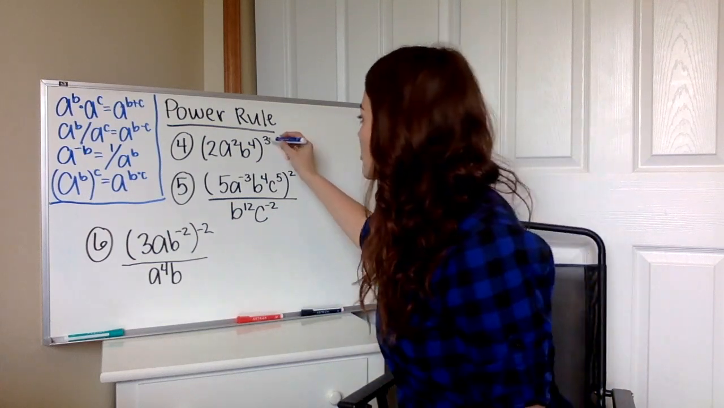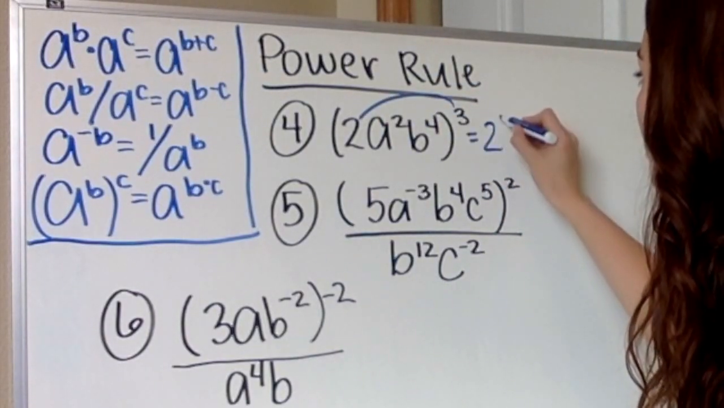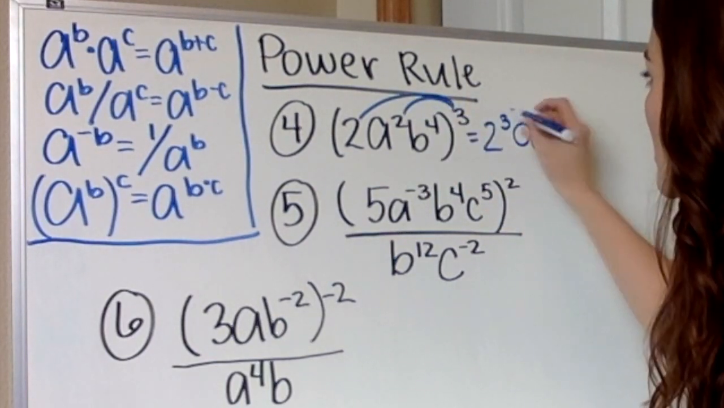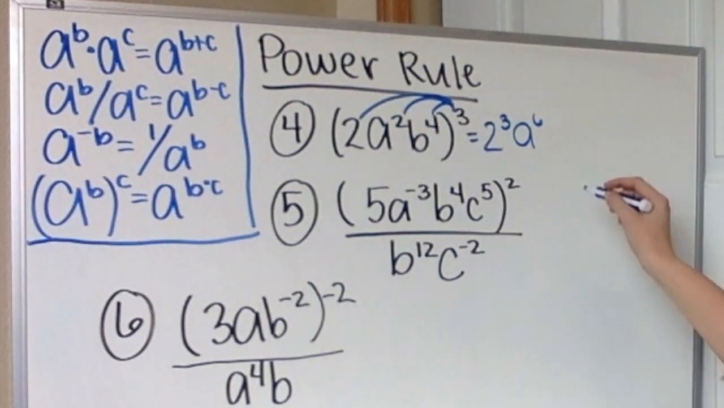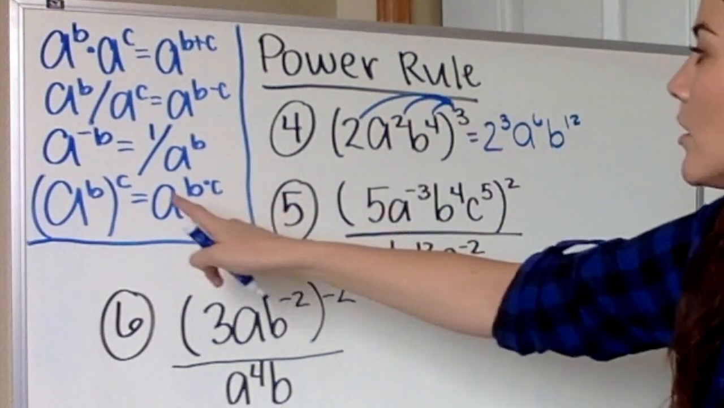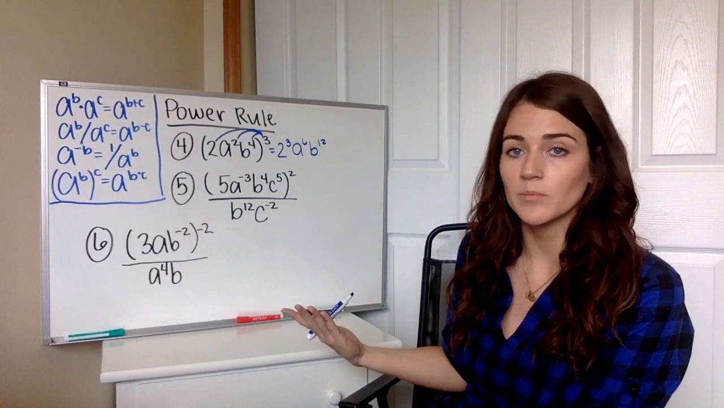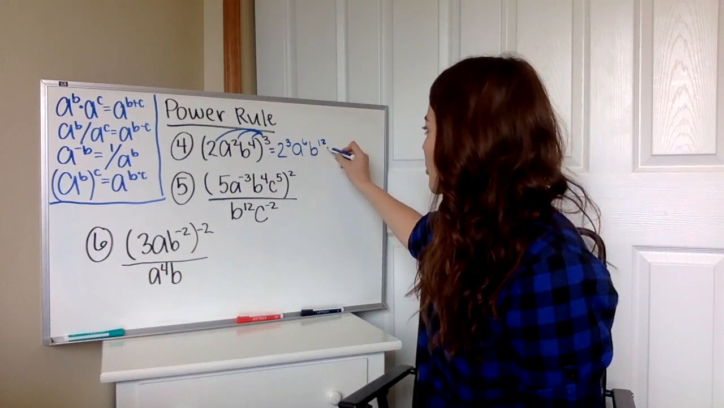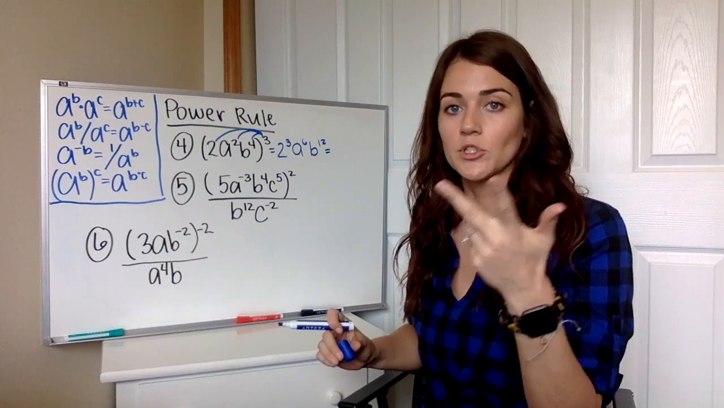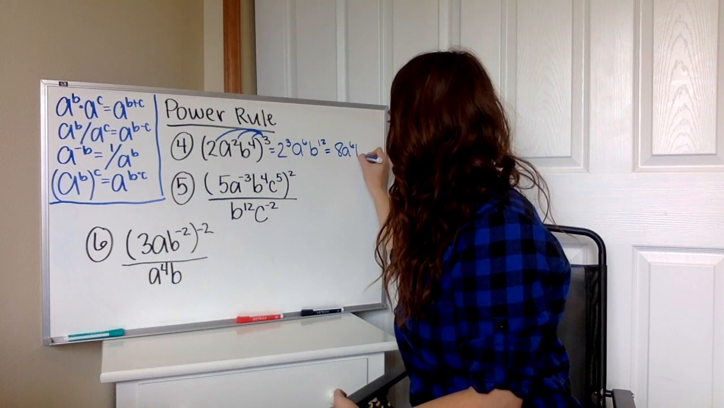And this is where we have to distribute to a number like I was talking about. So we have 2 to the third. A to the 2 times 3 is 6. And b to the 4 times 3 is 12. Right? Because remember, exponent to an exponent, we're multiplying. If I have a number to an exponent, I want to go ahead and simplify that out. So 2 to the third, 2 times 2 is 4, times 2 is 8. So we have 8, a to the 6th, b to the 12th.